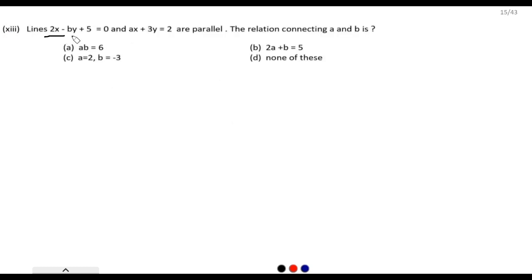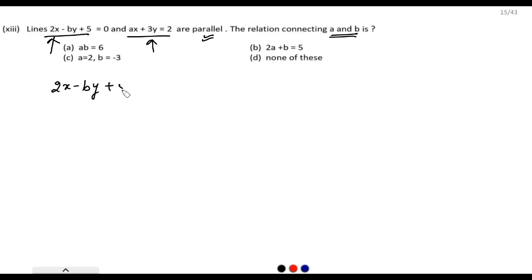Next question. This line and this line are parallel. Then find the relation connecting A and B. If these two lines are parallel, it means their slopes will be equal. So find the slope of both the lines and put them equal. You will get the relation connecting A and B.